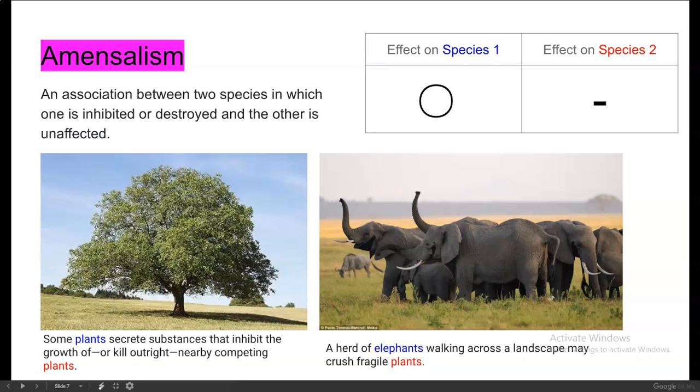And then there's amensalism, which is an association between two species in which one is inhibited or destroyed and the other is unaffected. So one species neither benefits nor is harmed, the other species is harmed. So some plants, for instance, secrete substances that inhibit the growth or kill nearby competing plants. Or here, a herd of elephants walking across a landscape may crush fragile plants. Walking on the plants doesn't help or harm the elephant, but it definitely harms the plants.